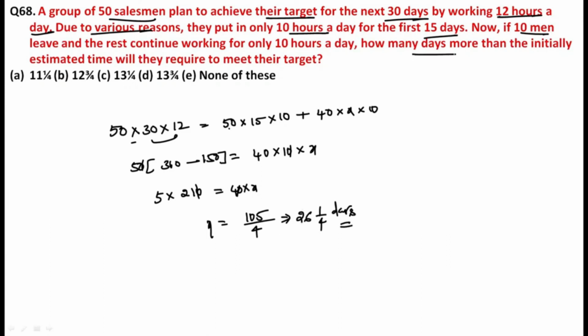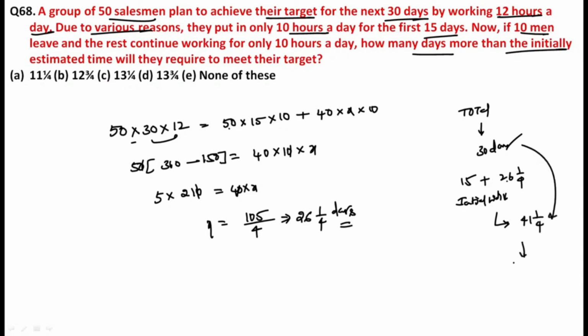But what is the question? How many days more than the initially estimated time do they require to meet their target? Guys, you already know that the total work is planned for how many days? 30 days as per the information. And initially they worked for 15 days and then the remaining work. So this is the initial work. And the remaining work is done in 26 1 by 4. Now the total time taken for the entire work is exactly equal to 15 plus 26 1 by 4, that is 41 1 by 4. Now what is the excess time to finish the entire work? Means it's 11 1 by 4 days. 11 1 by 4 days.